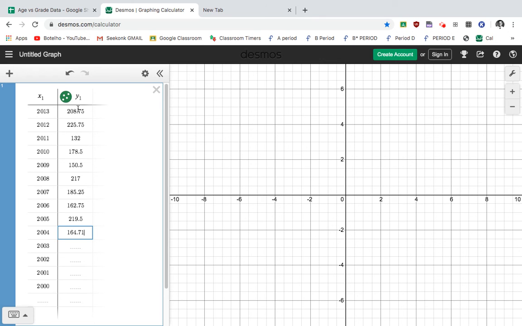I'm doing all right here. 232. Again, I didn't want to have this typed out ahead of time because I wanted to show you how you could put this into Desmos here.